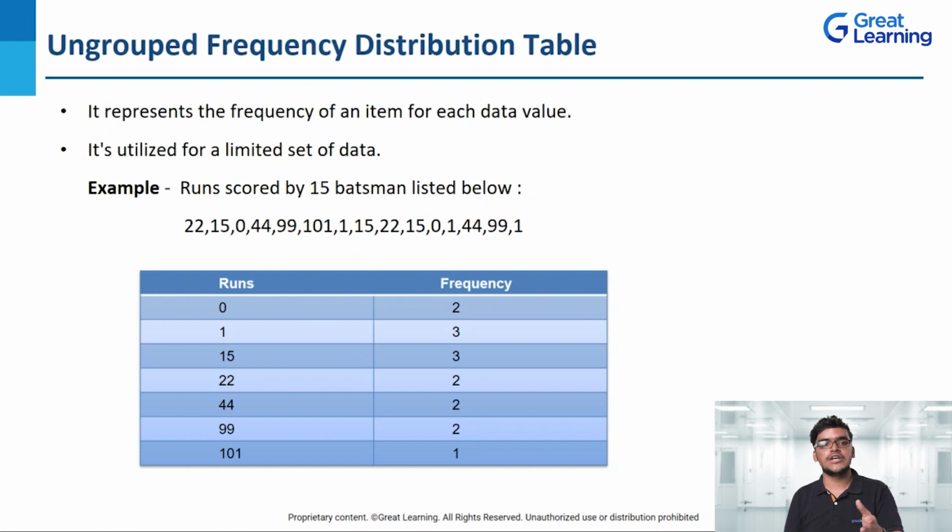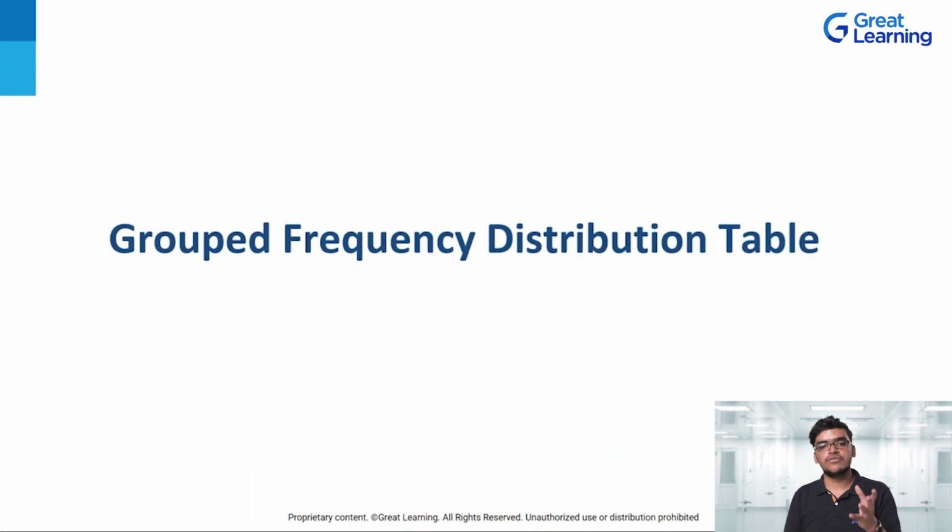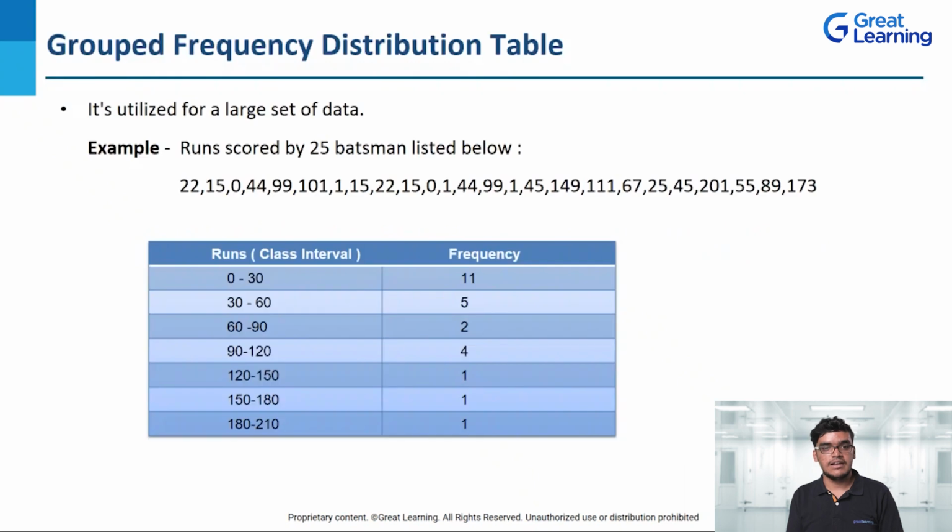So this is the basic idea about ungrouped frequency distribution table. Now coming to the grouped frequency distribution table, when can we use it? Earlier we had the runs scored by 15 batsmen, but this time if we are getting the runs scored by 25 batsmen listed below, then we can use the interval. This is a simple example I have taken here, the runs scored by 25 batsmen.